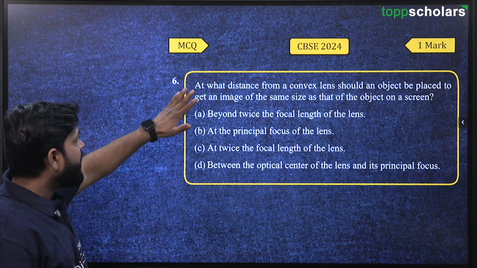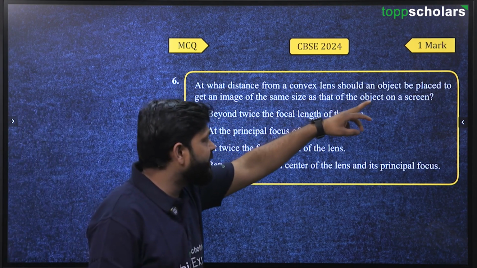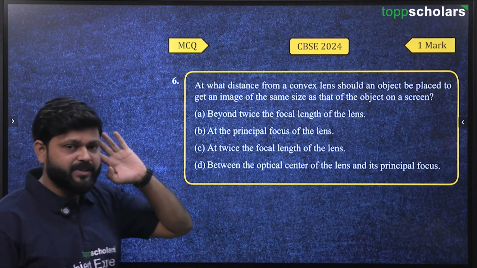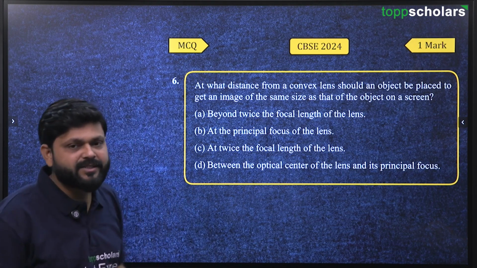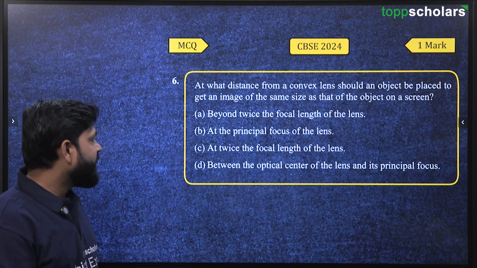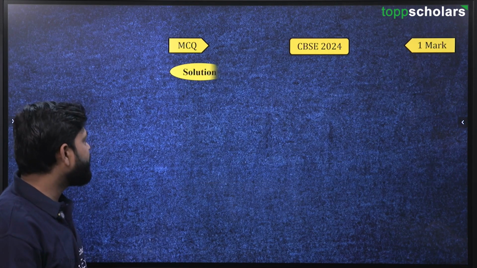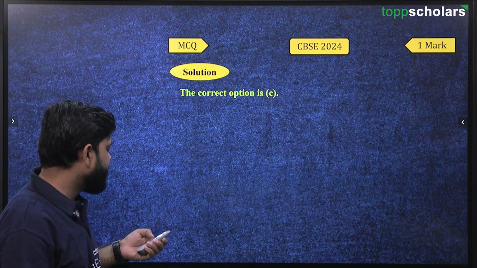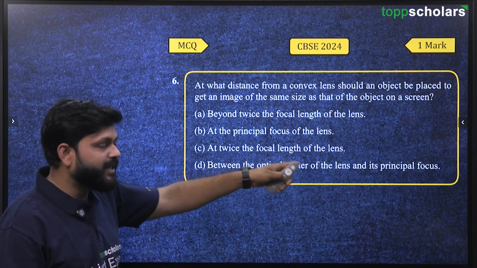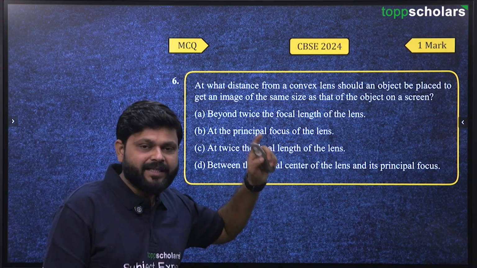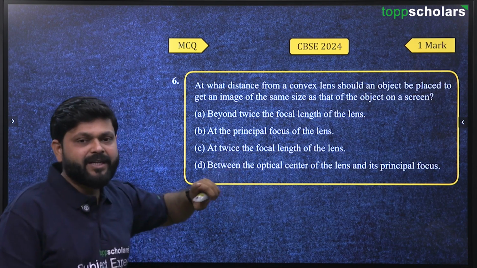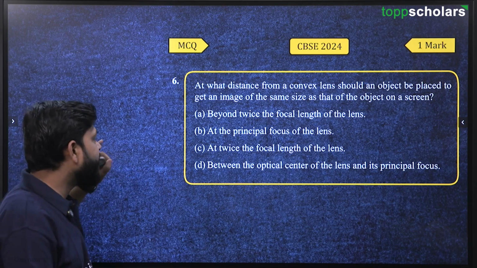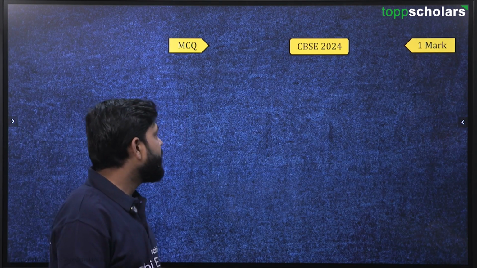So, at what distance from a convex lens should an object be placed to get an image of the same size as that of the object? There are 4 options for this question. What will be the right option? We can see here, the correct option is C. Why C? At twice the focal length of the lens, that is the center, right? So it will be at twice the focal length of the lens. So C is the correct option for this question. Now, next is what?